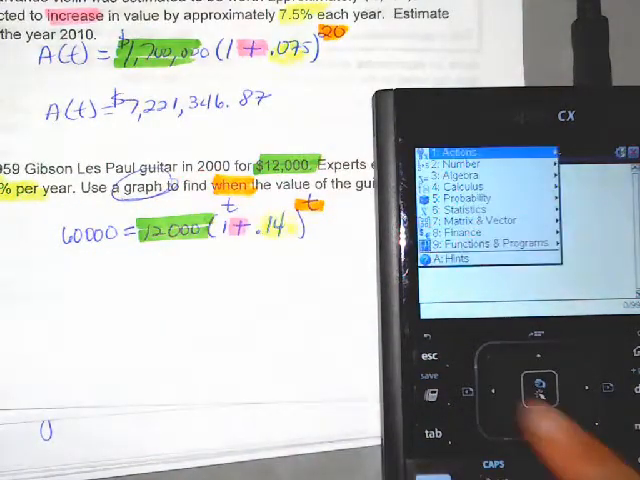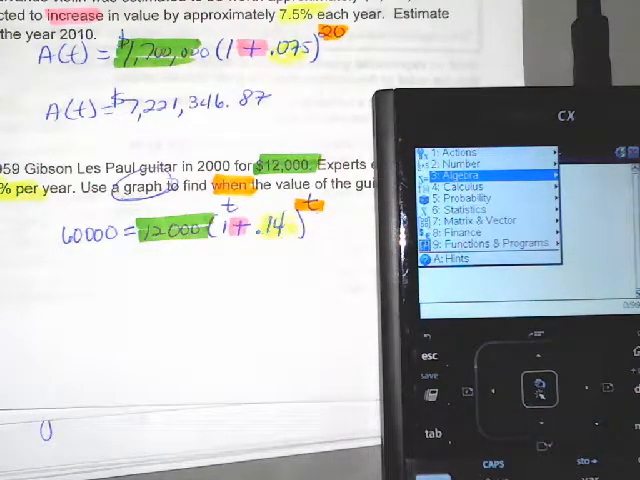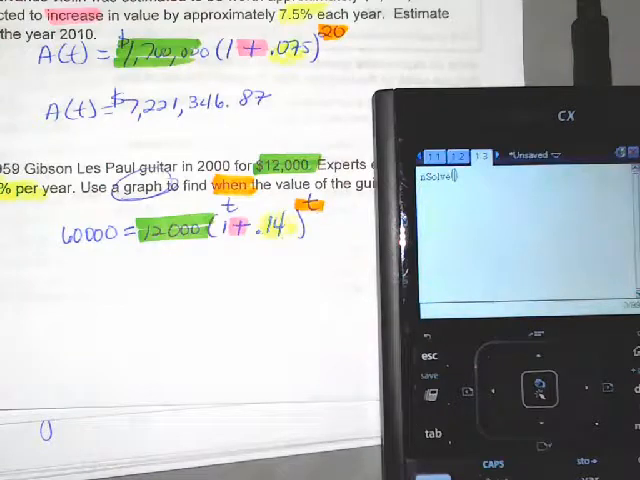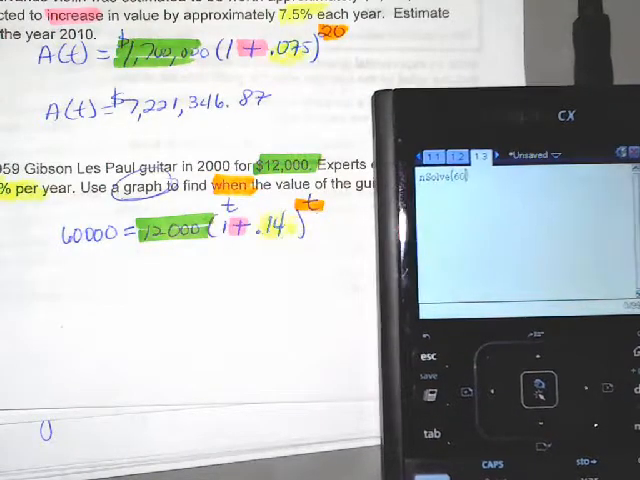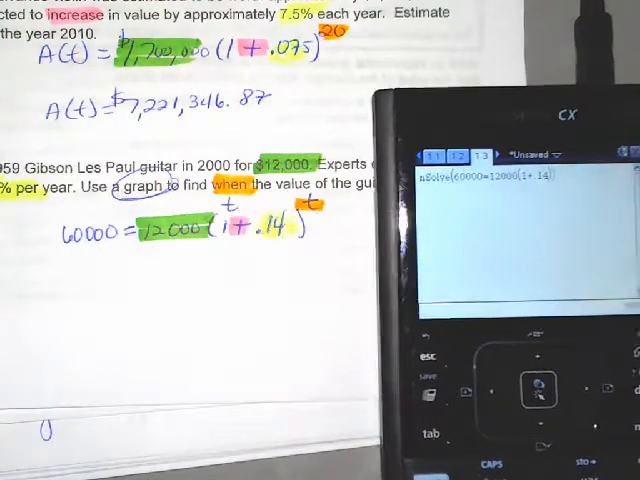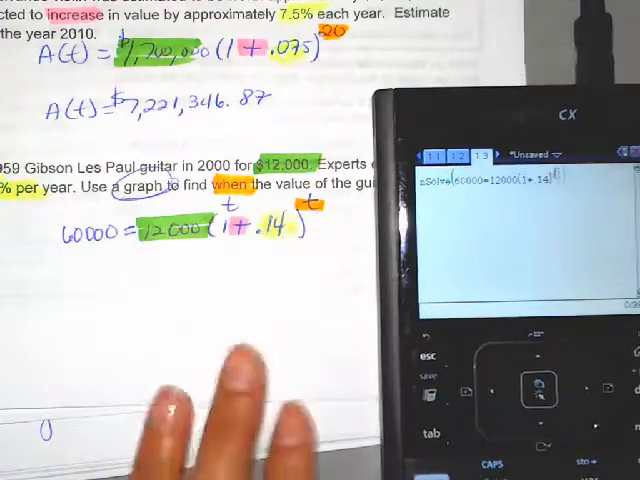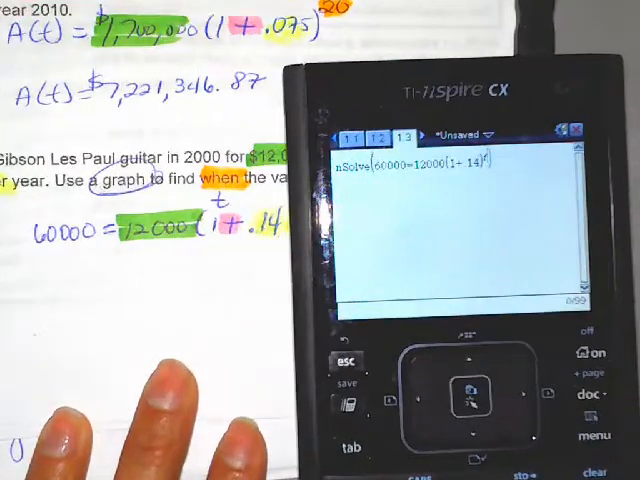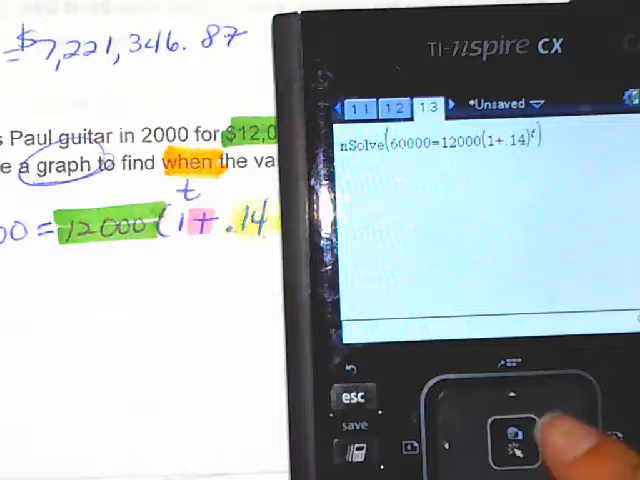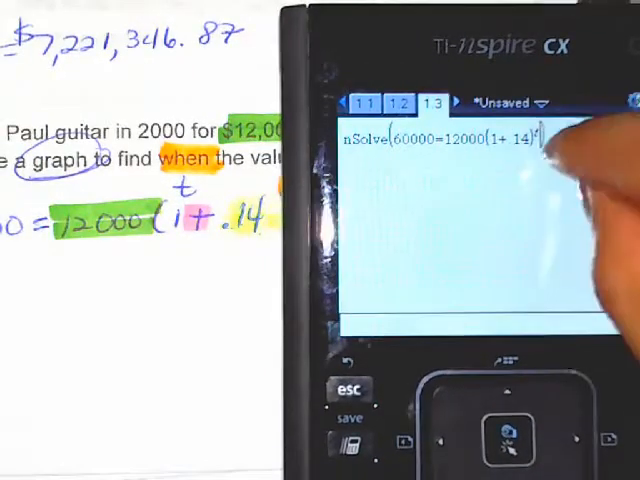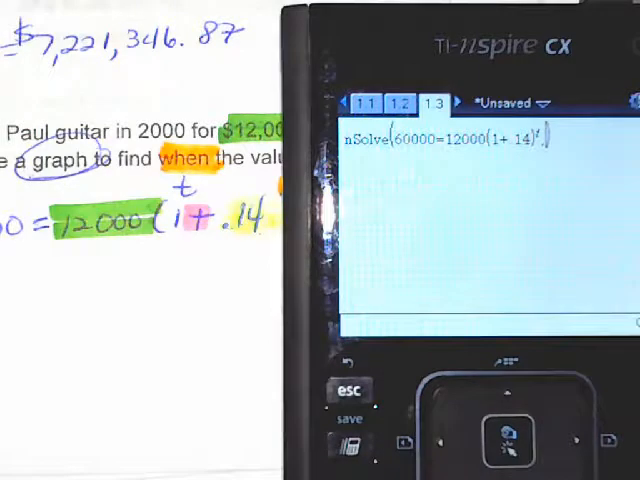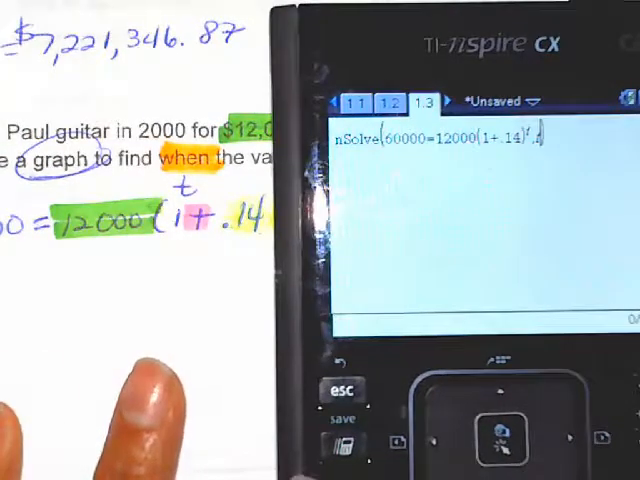Algebra, menu, algebra, numerical solve. Go ahead and do menu, algebra, numerical solve. And let's type it in. 60,000, watch out with all those zeros, equals 12,000, parentheses, 1 plus 0.14, close parentheses, carry. And then this one you can use the t, okay, because it's not a graph, so I can use the t if I want. But be careful, click to the right so your icon gets big, so we're not in the exponent box anymore. And then put comma, the variable you're solving for. If you use x, then you would put x. Since I put t, I'm going to put comma t, so the calculator knows what I'm solving for. Hit enter.